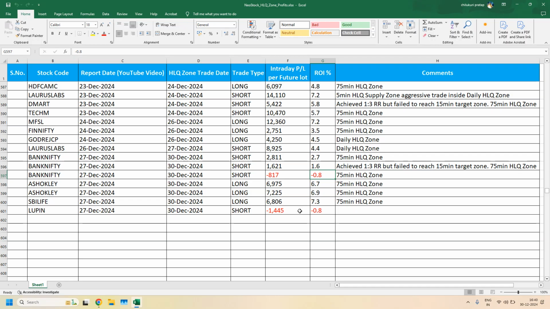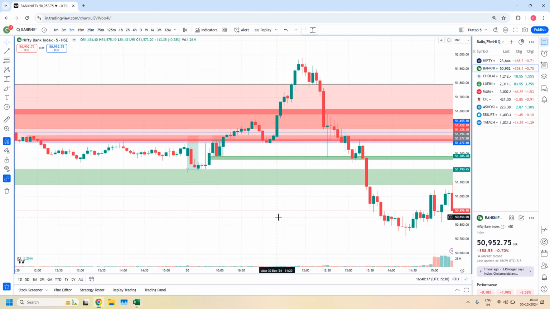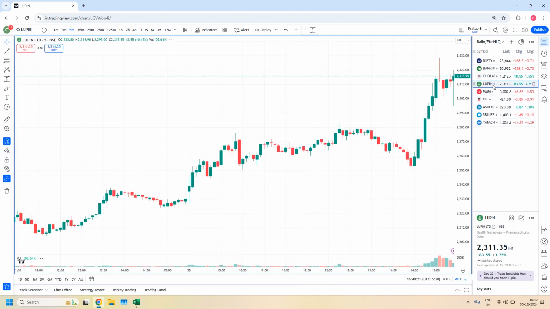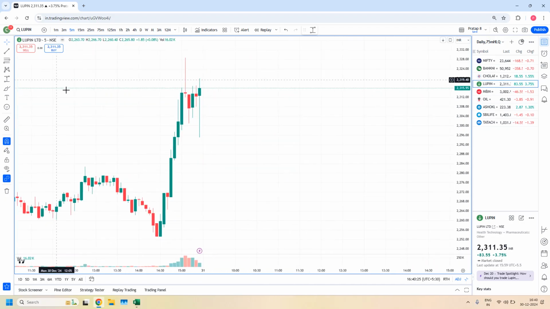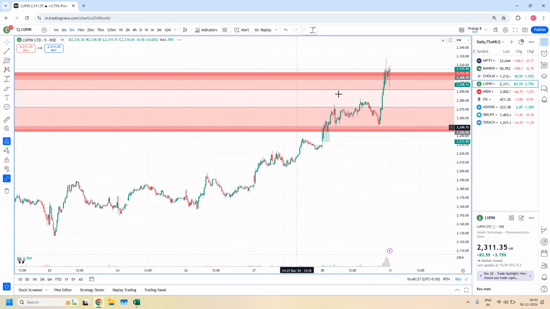And there is one stopped out trade in Lupin, and there is one more successful trade, but I did not register it. Why? I will explain. First, let us look into Lupin and why it is stopped out. Lupin has two stopped out trades. One I did not register because that is a HLQ zone. Already once it has tested the zone. Today, the second or third time, it is violated.